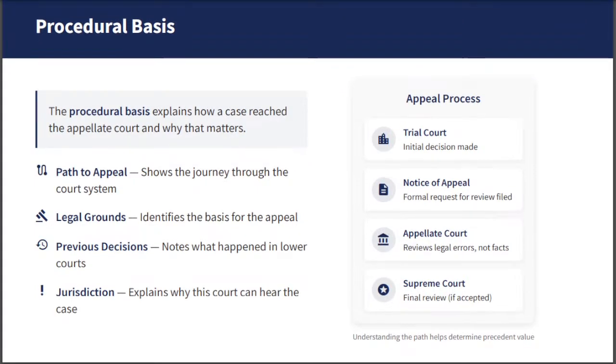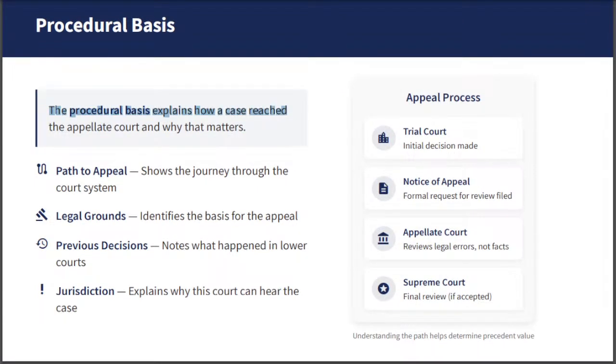On to the procedural basis. The procedural basis explains how a case reached the appellate court and why it matters. Path to appeal. Shows the journey through the court system. Legal grounds. Identifies the basis for the appeal. Previous decisions. Notes what happened in lower courts. So you see how it lost its way until it got to the appellate court, overturned, and it went back or something. So you see the journey from the previous decisions.